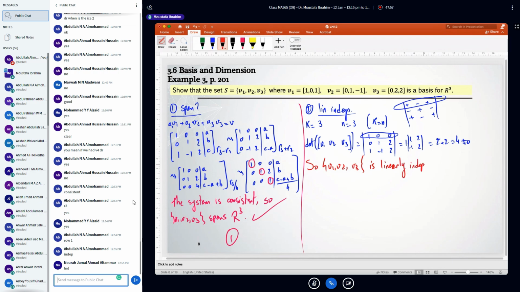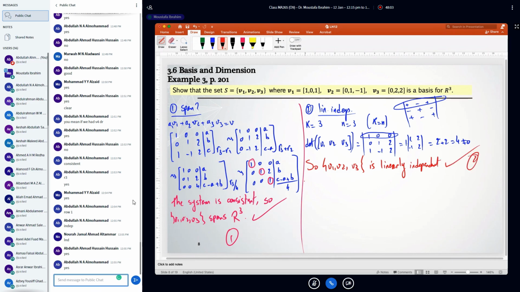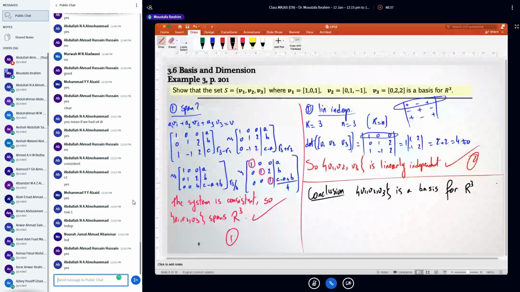So finally, is it a basis? Conclusion in black. Very good. V1, V2, V3, you see, is different than the standard basis. Remember the standard basis, it was 1, 0, 0, 0, 1, 0, and 0, 0, 1. Here it is different, but how many vectors do we have? 3, because the dimension is 3. A basis has 3 vectors, and we have the same dimension. Dimension is always something fixed.